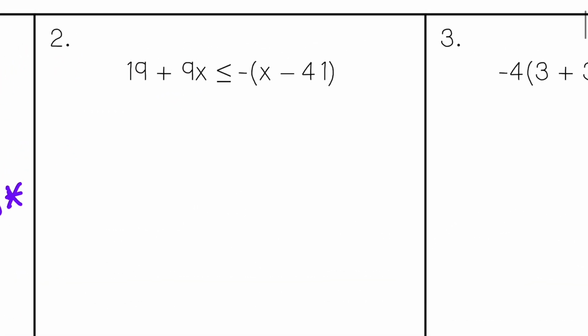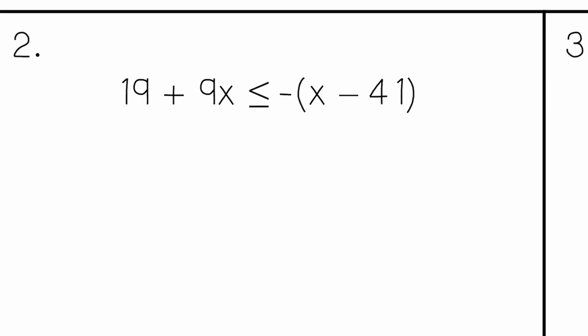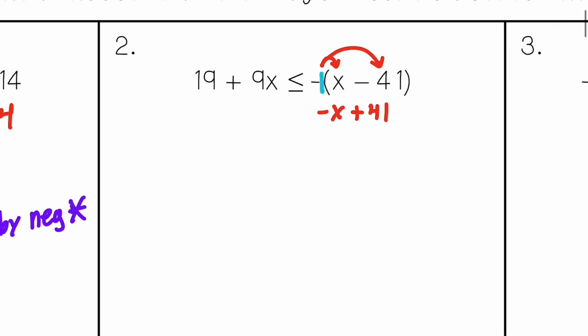All right, let's try another. Number 2. Again, we have parentheses, which means I have to distribute. In this case, my lifeguard is actually going to be a ninja 1. He's a 1 that's there, but he's not really there. Let's distribute here and see how that's going to affect my problem. On the right-hand side, negative 1 times x is negative x, and negative 1 times negative 41 is a positive 41. On the left side, nothing really happens over here, so it's just the same.